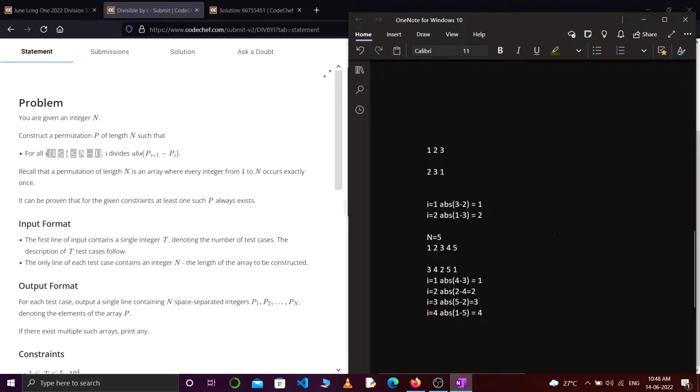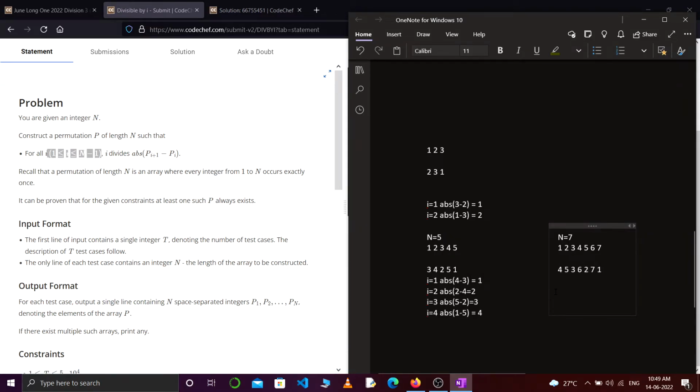So let's solve for n equal to 7, that is 1 2 3 4 5 6 7. Our answer will start with 4, which is the middle element. Then I'll print one right element, that is 5, then the left element, that is 3, then 6, then 2, then 7 and 1. If you calculate for I equal to 1 2 3 4 5 and 6, you'll get the required result only.